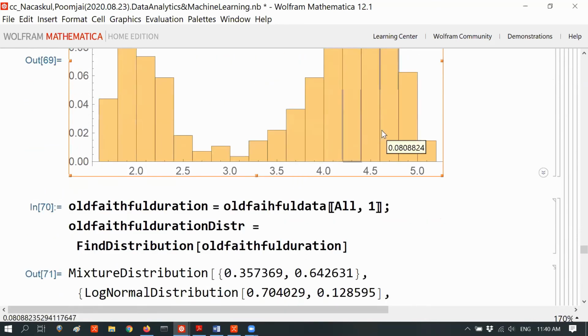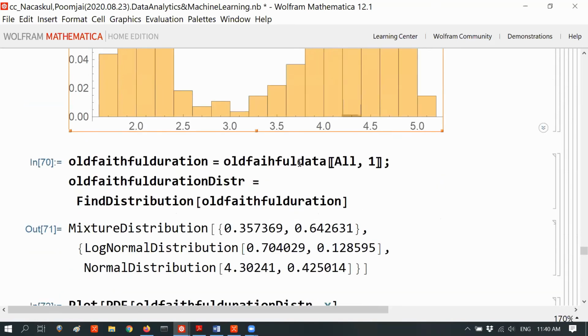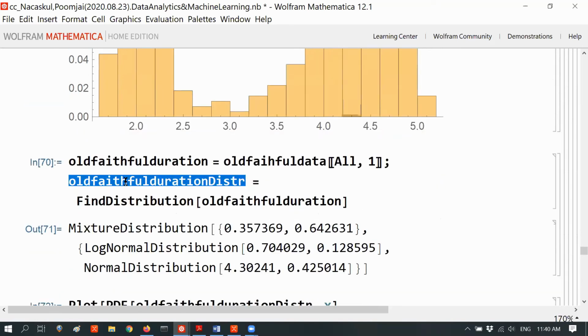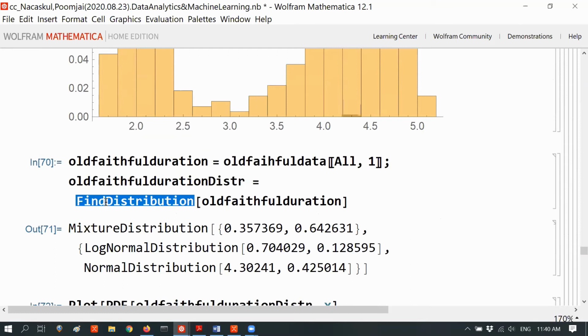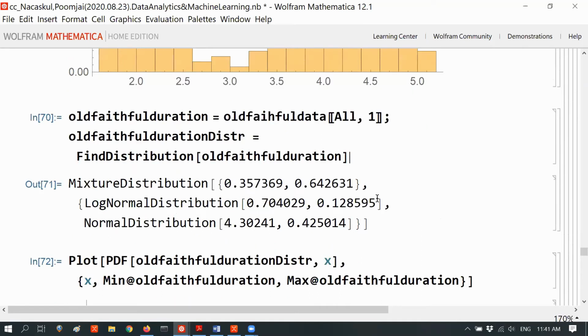So what I did, I said, if this is the data, I find distribution equal to, please Mathematica, find a distribution for me for this data. That's what I did. I literally just did that. Find distribution, and the outcome gives you this. Now, how do you read that? It says it's a mixture distribution. That's a word you haven't heard. And it's a log normal distribution. You also haven't heard that. And it also says normal distribution.